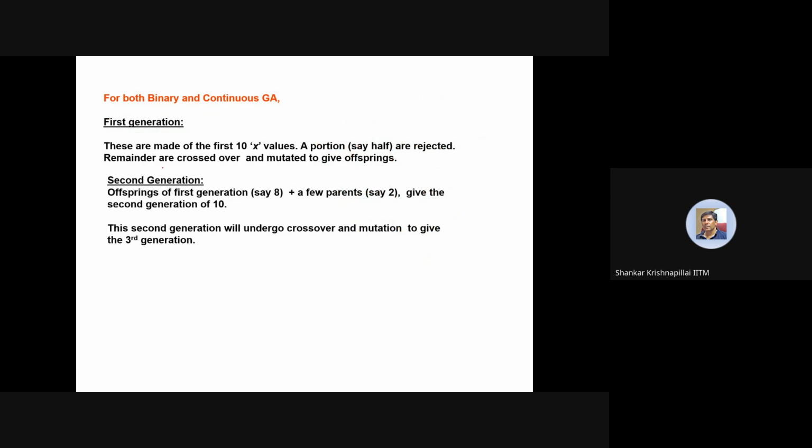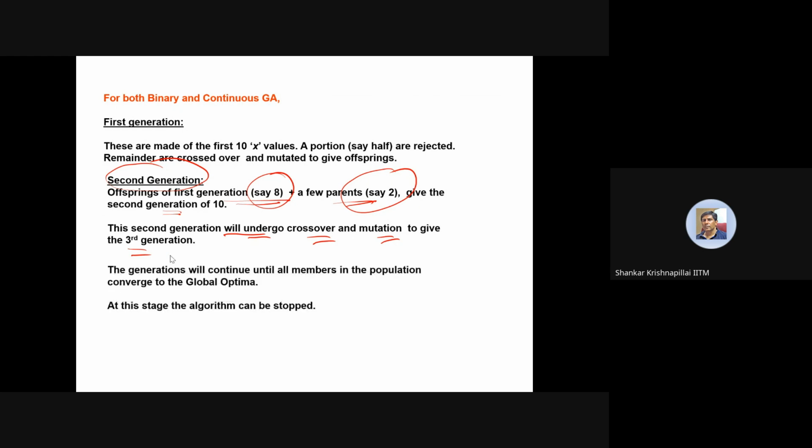The second generation, say 8 offsprings of the first generation plus 2 parents, can be used to give the next generation of 10. Then the second generation will also undergo crossover and mutation to give the third generation. So it will go on like that. As the generations continue, all members of the population will converge to the global optima. Finally, after 100 iterations or so, all the 10 members will coincide here.